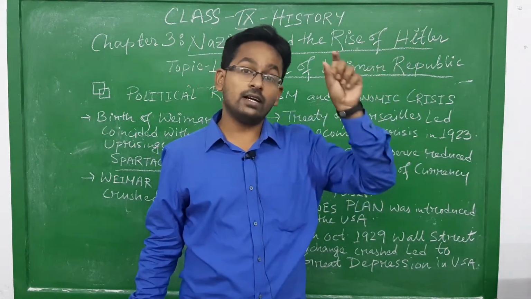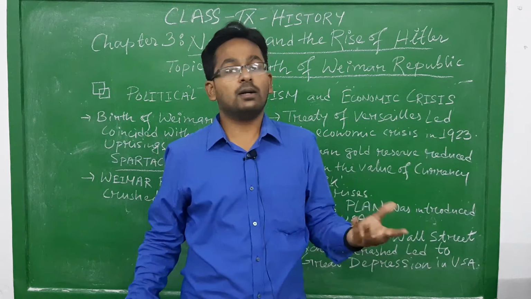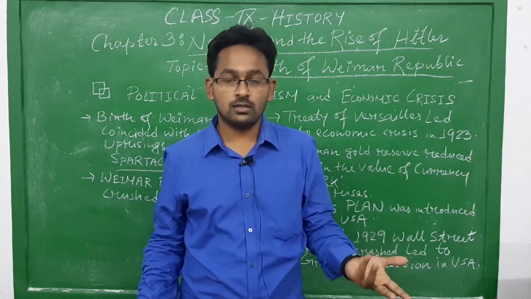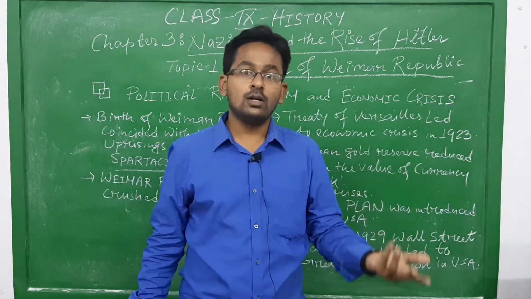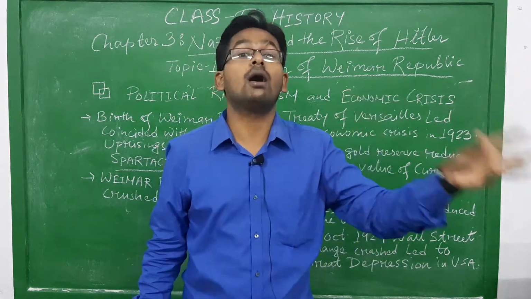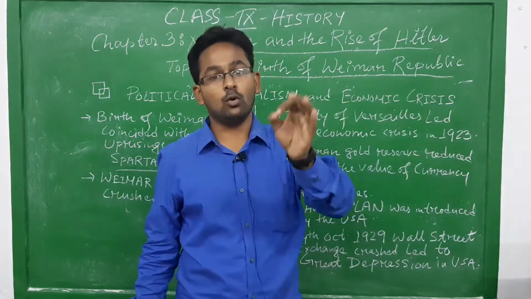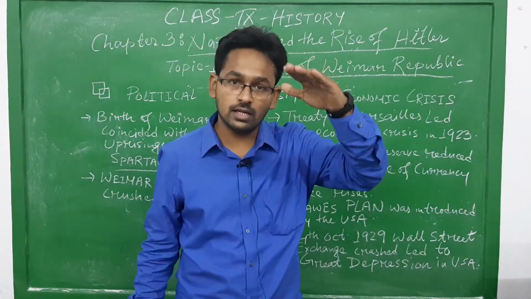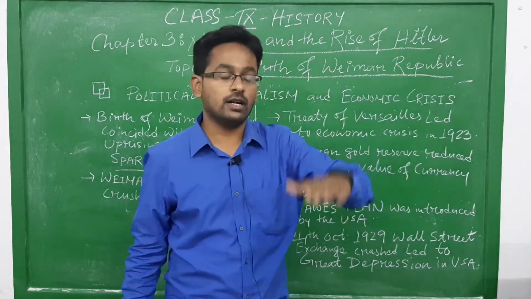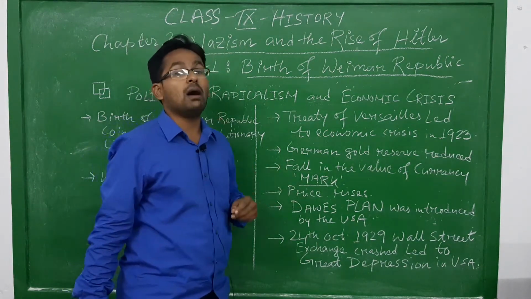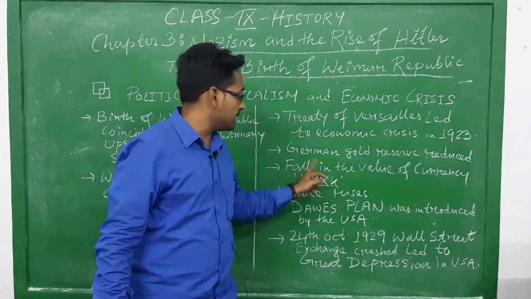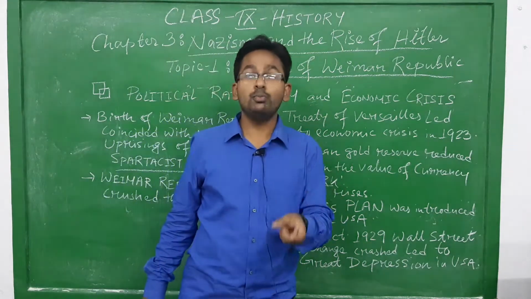So every country has a reserve of gold, but Germany did not have any monetary resources because Germany did not have iron and coal mines, and did not have colonies. So Germany had to pay the loan amount in gold. So the gold reserve of Germany reduced gradually. Next, the fall in the value of the currency, the mark. Mark is the currency of Germany, just like the rupee in India.